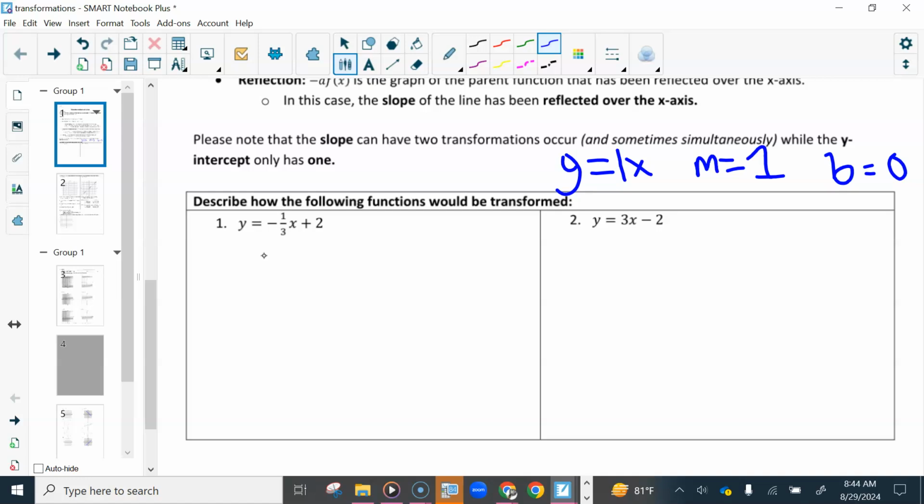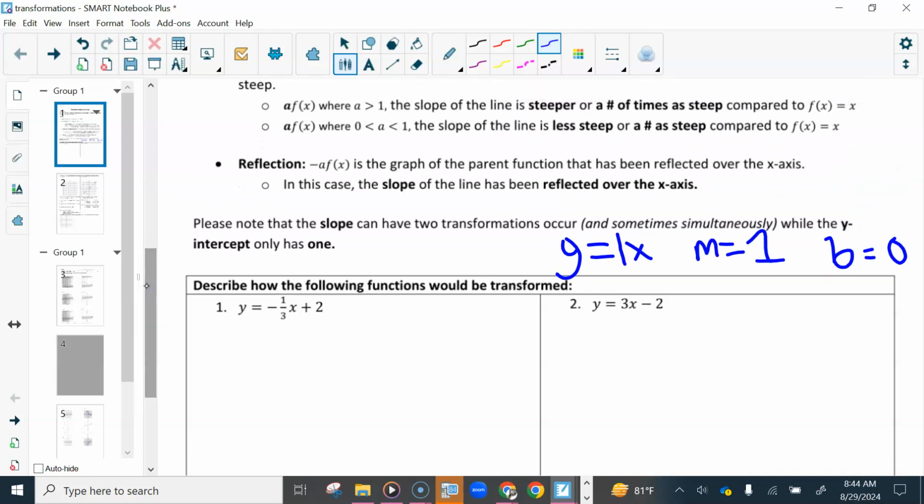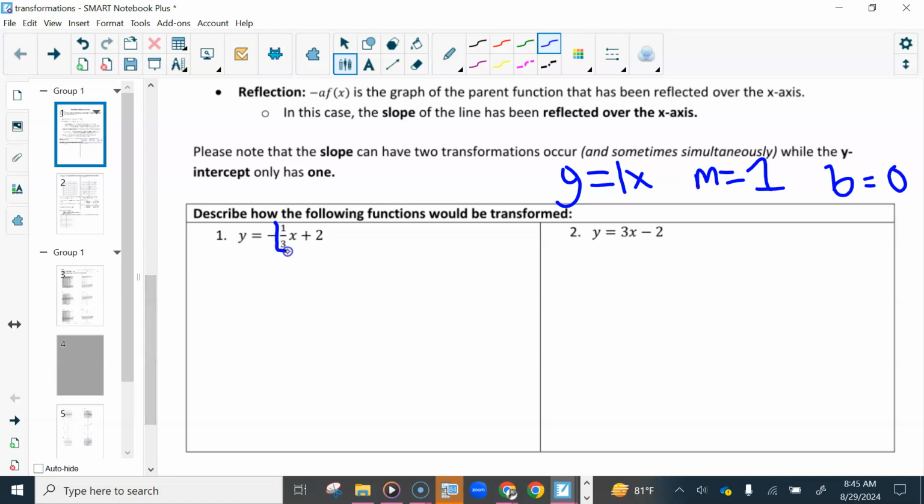How is this one different than the other? For the slope or y-intercept? The slope. Okay, so the slope is now a fraction. It was 1, and now it's 1/3, and because it's a fraction, and that fraction slope deals with steepness, would that make it steeper or less steep? Less steep, because it falls in this range. I'm not looking at the negative, I'm only looking at the 1/3. The 1/3 is not greater than 1, but it falls between 0 and 1, so that makes it less steep. So I can say the slope is less steep by 1/3, or we can say it's 1/3 as steep, 1/3 less steep, whatever combination of that.